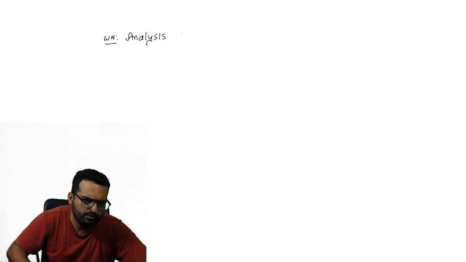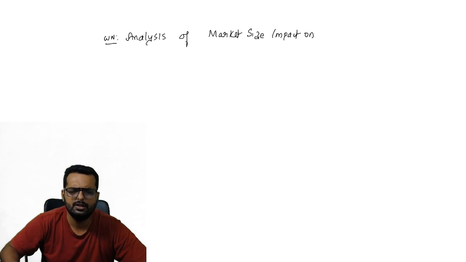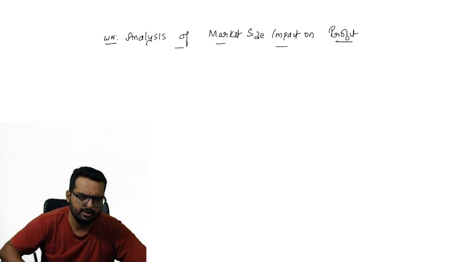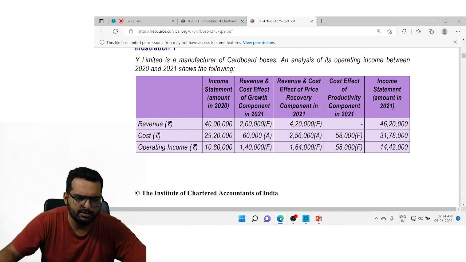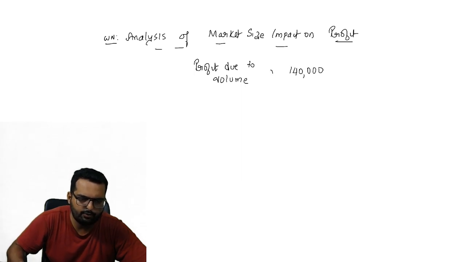I'll write down the next working note heading: analysis of market size impact on profits. Now tell me, how much is the profit due to volume variance? 1,40,000. So profit due to volume is equal to 1,40,000.